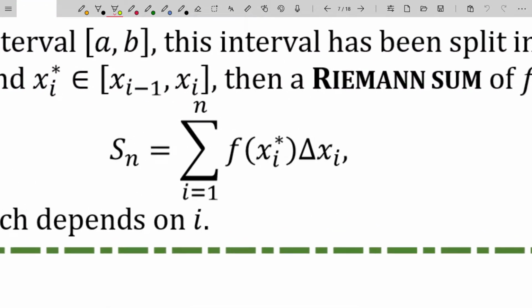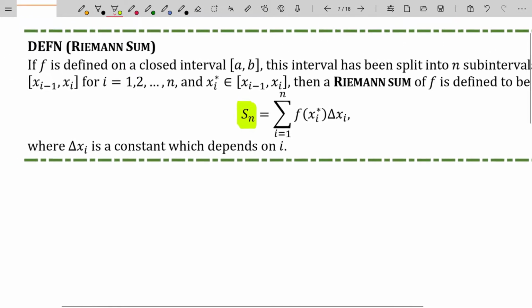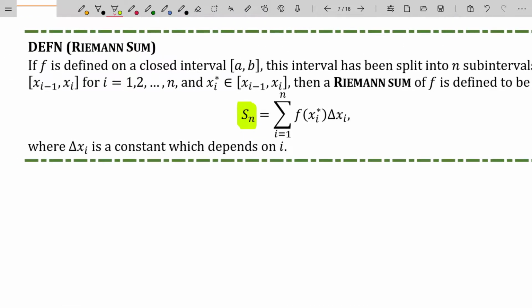S we use here because I'm not telling you that we're using right or left endpoints. I'm just saying we're summing up a bunch of heights times widths. But when you specifically choose a left endpoint, that becomes L sub n. If you specifically choose a right endpoint, it becomes R sub n. And finally, the delta x sub i is a constant which depends upon i.